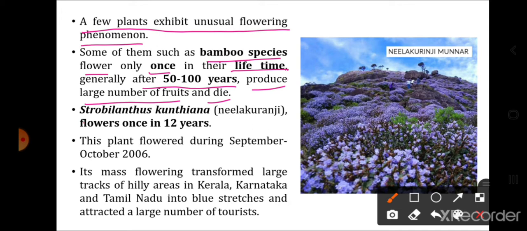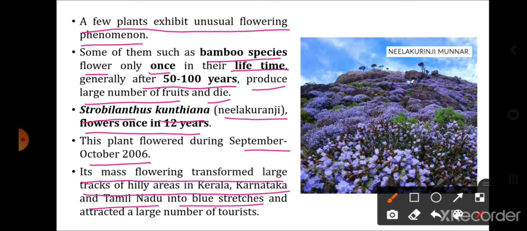Another one is Strobilanthes kunthiana, which is commonly called Neelakurinji. It flowers once in 12 years. This plant flowered during September-October 2006. Its mass flowering transformed large tracts of hilly areas of Kerala, Karnataka and Tamil Nadu into blue stretches and attracted a large number of tourists.